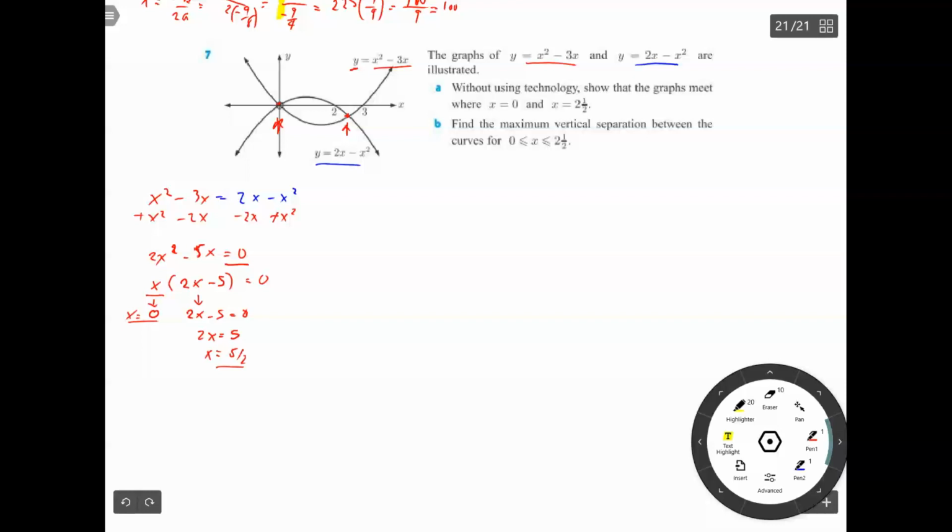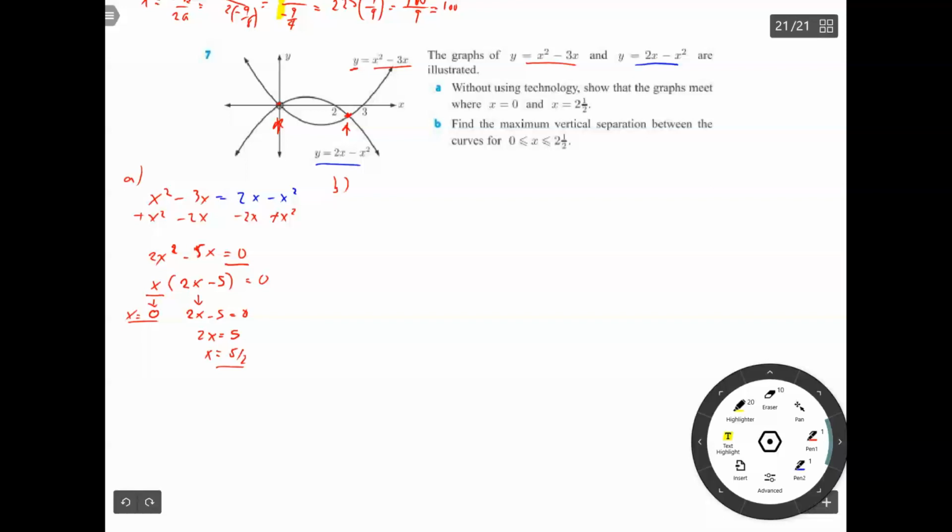Part B, if you want to know the y value where these two intersect, you just take 0 and you put it into the red equation or the blue equation. You can see you'll get 0, right? And if you want to see where the y value is for this, then you take 5 halves and you put it in either one of the equations also. Okay, but they didn't ask us for that. So that was A. What about B?